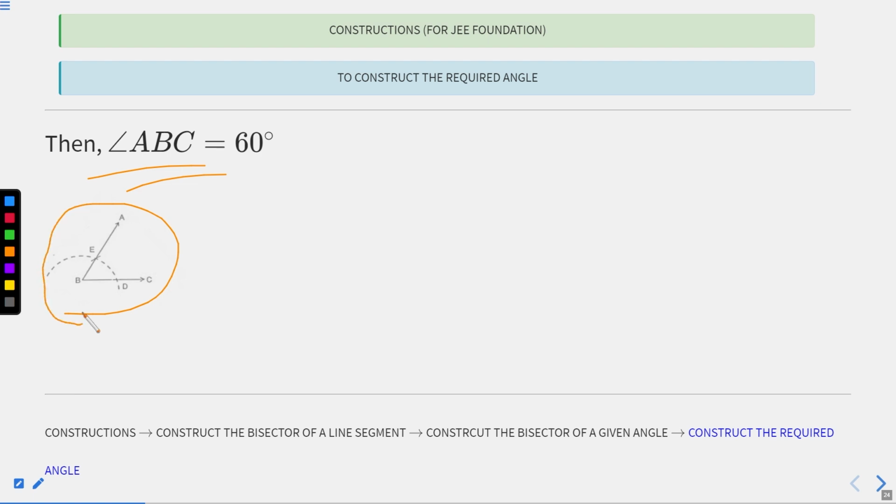The whole summary is given here. This is BC, the first arc we made intersects at D, and with the same radius we mark another arc which cuts the previous arc at the red point. Here we name it E, and we join B and E and produce up to A. This ray we call BA, and this angle will be our 60-degree angle.